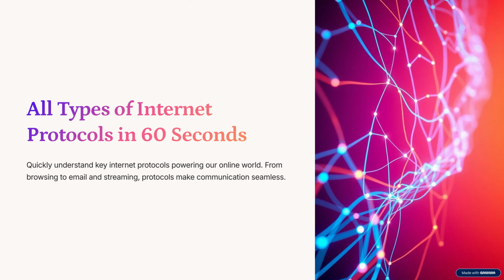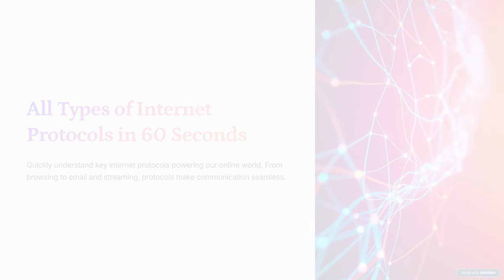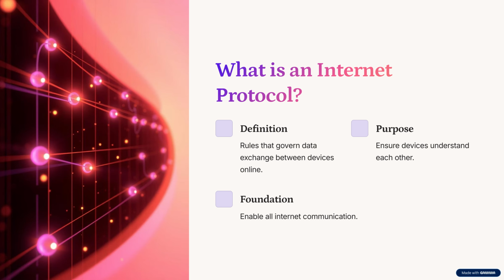All types of Internet protocols in 60 seconds. Internet protocol is a set of rules that devices use to exchange data over the Internet. It is needed so that computers, smartphones, and servers can understand each other.